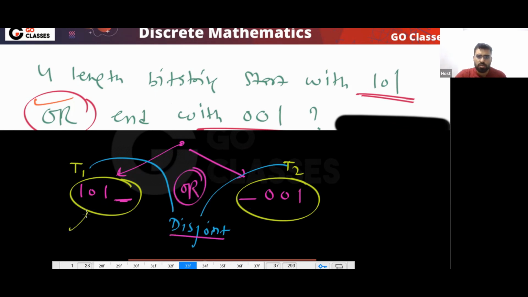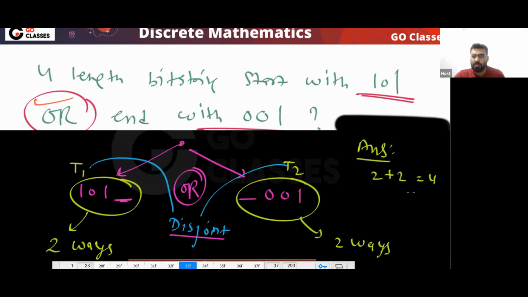For this you have only two ways, because this is starting with 101. And for this also there are only two ways. So the final answer will be 2 plus 2. The answer will be 4. So very simple. This is the idea.